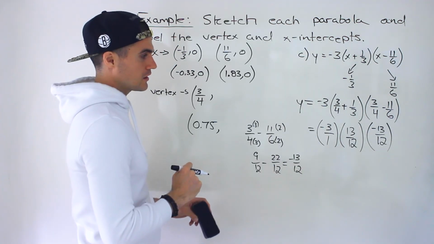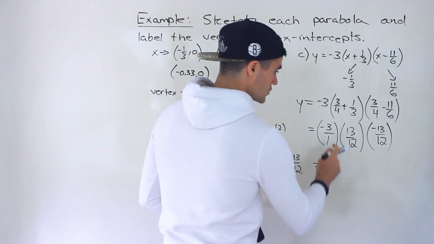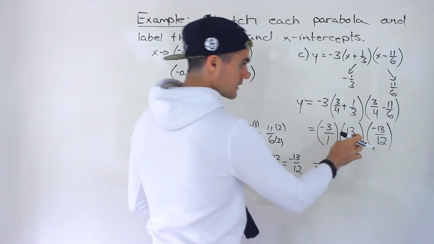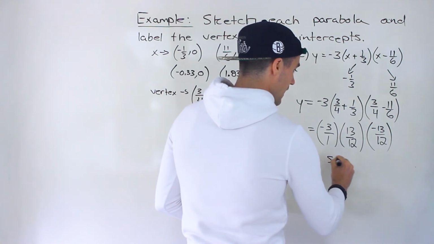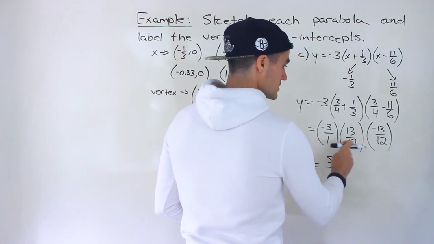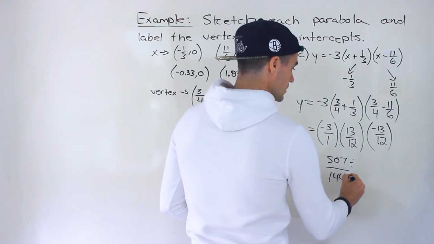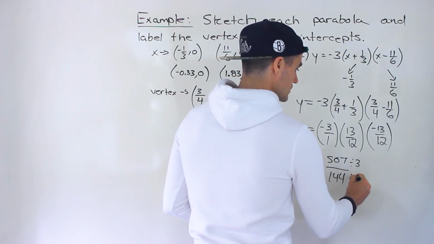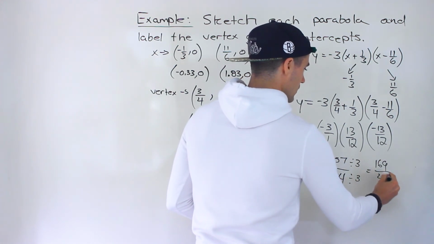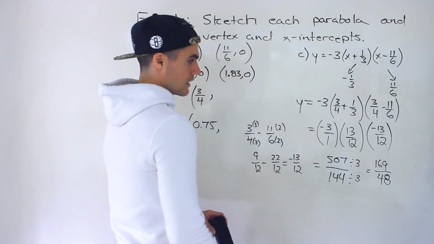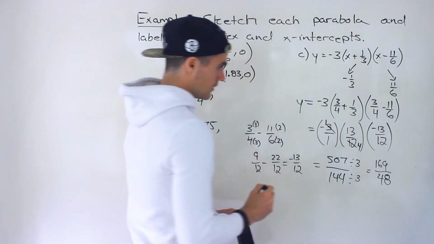So this ends up being -13/12. And then from here, what we can do is multiply all of the numerators. So -3 times 13 times -13 would give us positive 507. And then 1 times 12 would give us 144, like that. And then we could actually simplify this. We could divide this by 3, divide this by 3. So we'd end up with 169/48, like that.